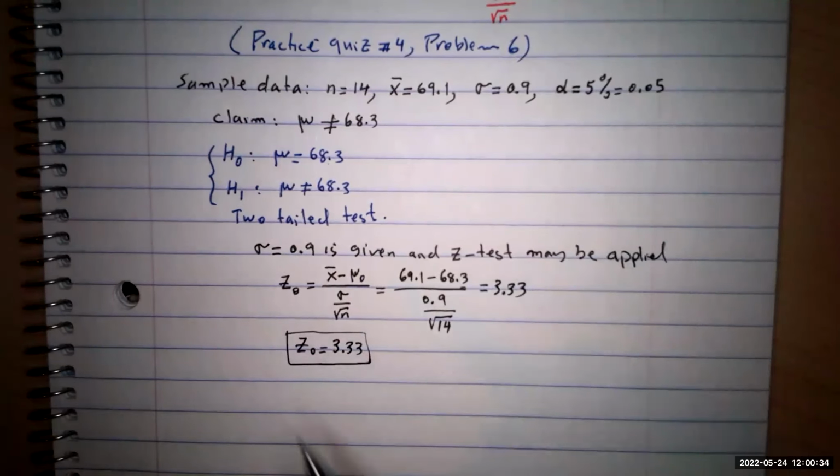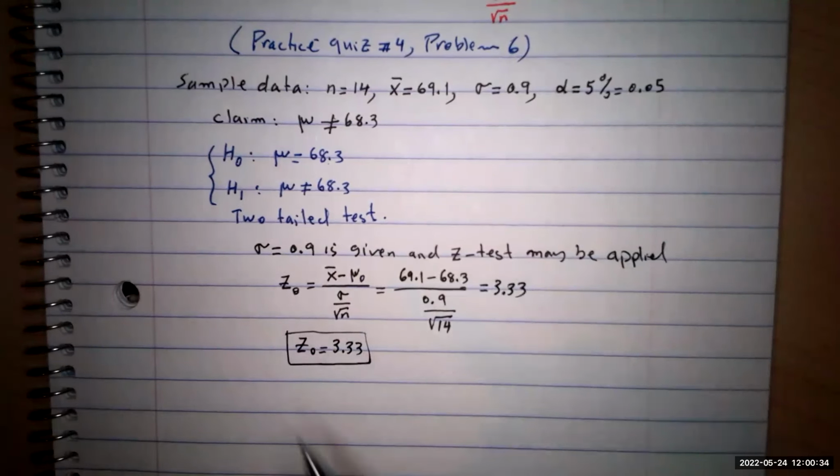This area from the Z table gives you 0.0004. It can also be done with a calculator. So the p-value is going to be 2 times 0.0004, which is 0.0008, a very small number. Okay, so that's going to be the probability.